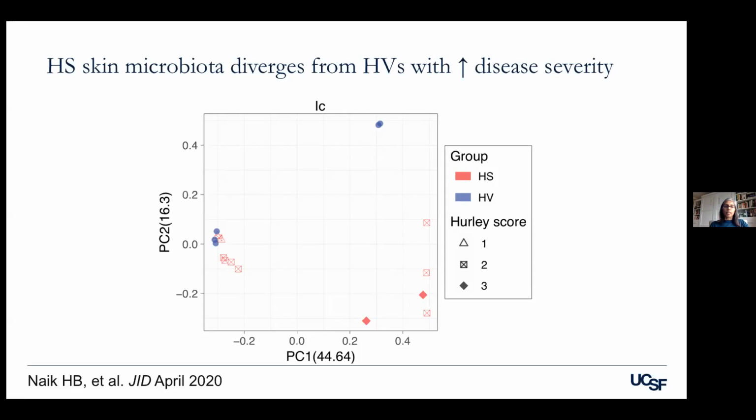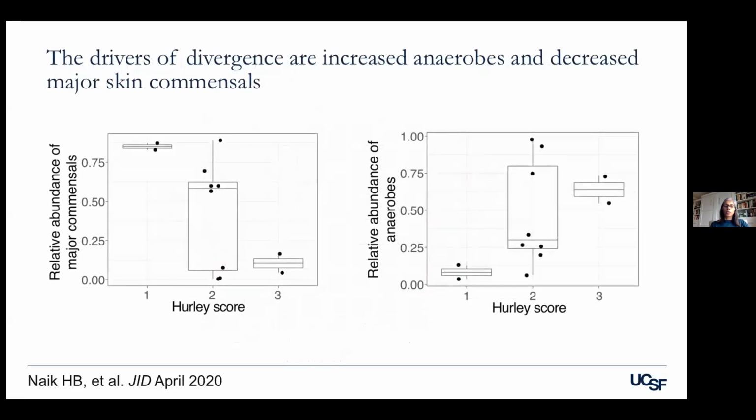And we wanted to better understand what was driving the differences we were seeing across disease severity. So we looked at the relative abundances of individual bacterial taxa by Hurley staging and found that the separation of samples by disease severity moderately positively correlated with relative abundances of mixed anaerobes and negatively correlated with relative abundances of major skin commensals, including commensal staph species and Cutibacterium and Corynebacterium species.